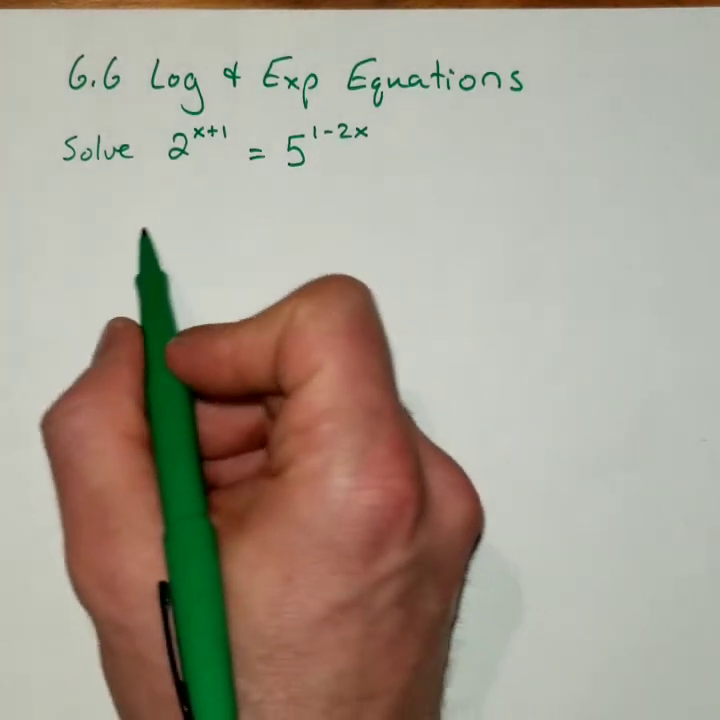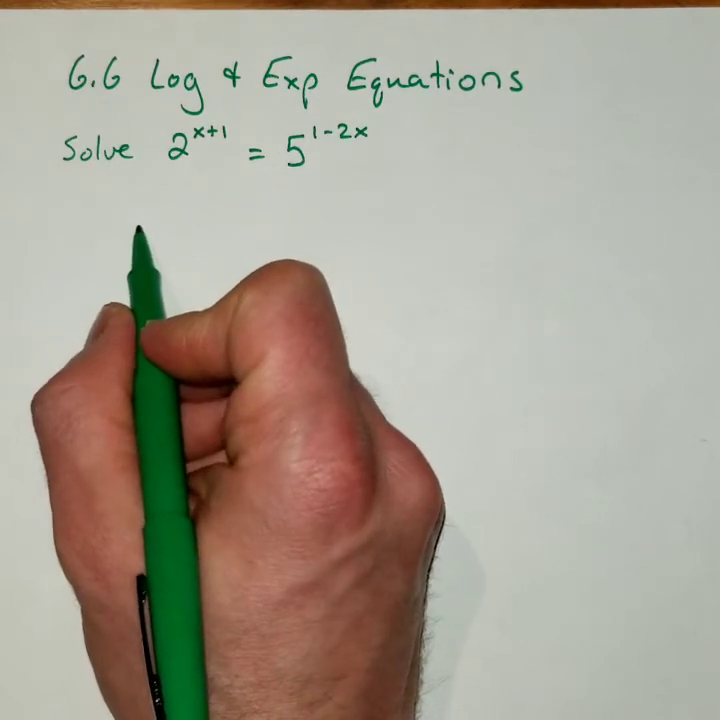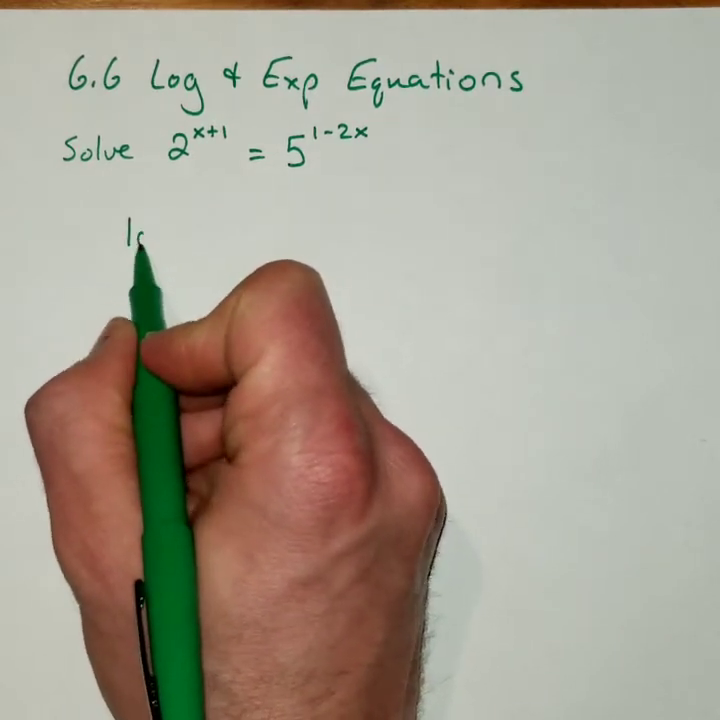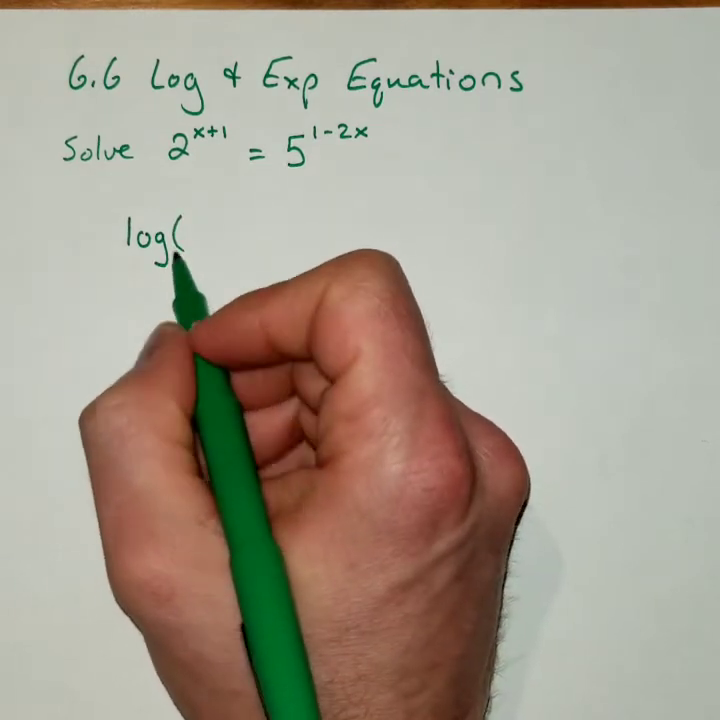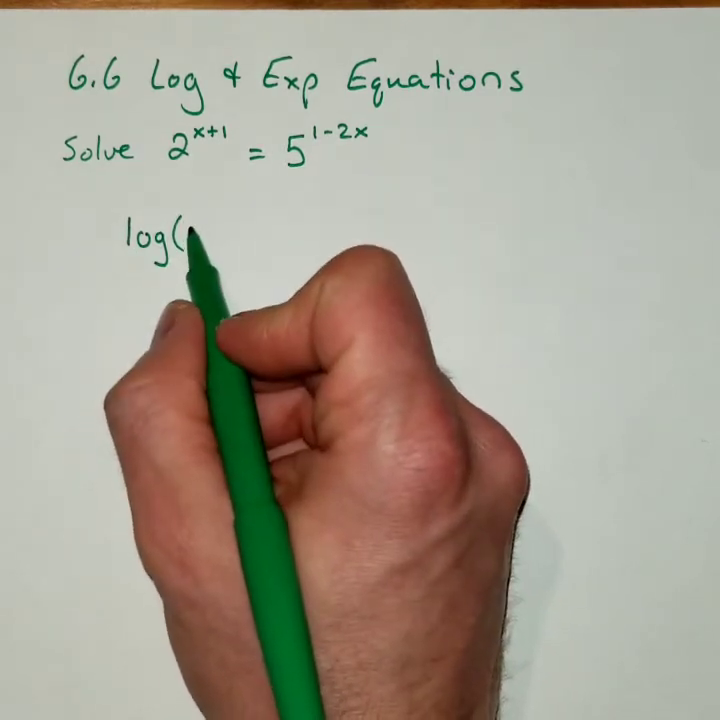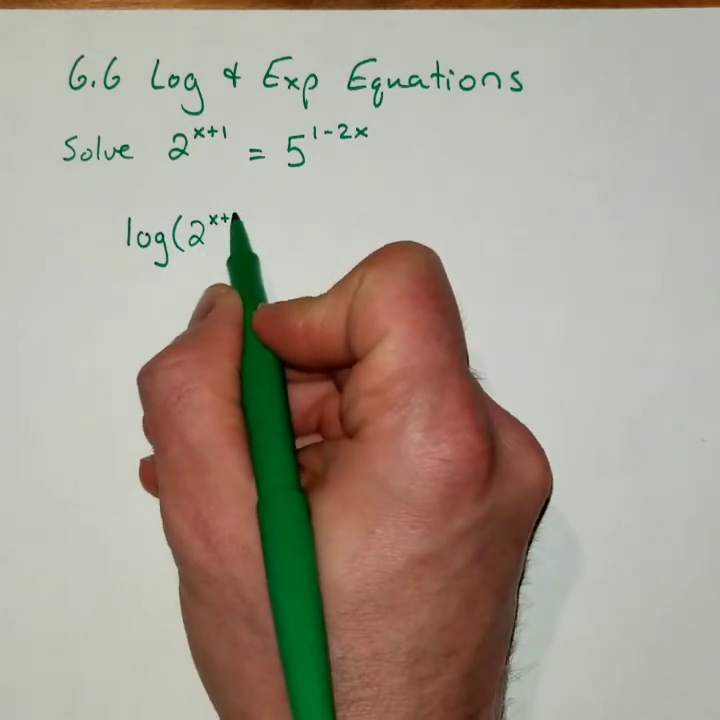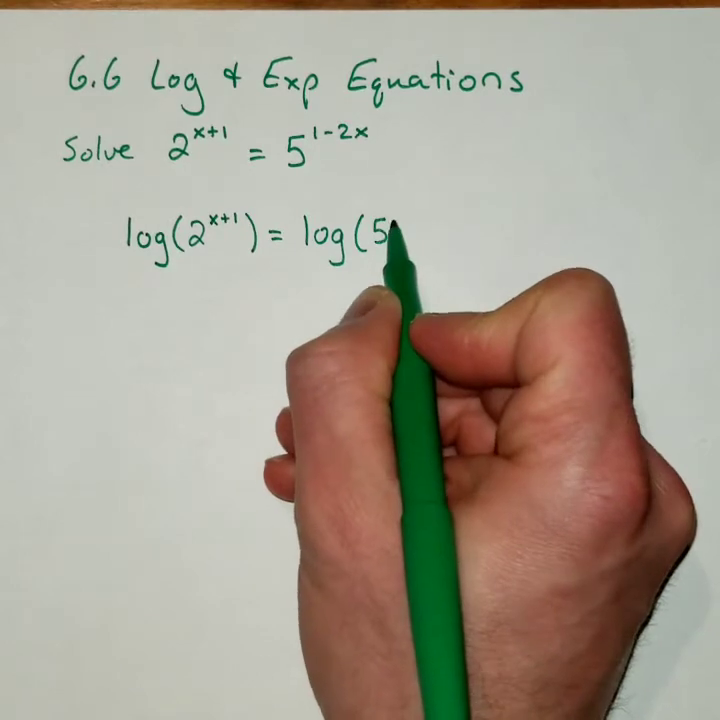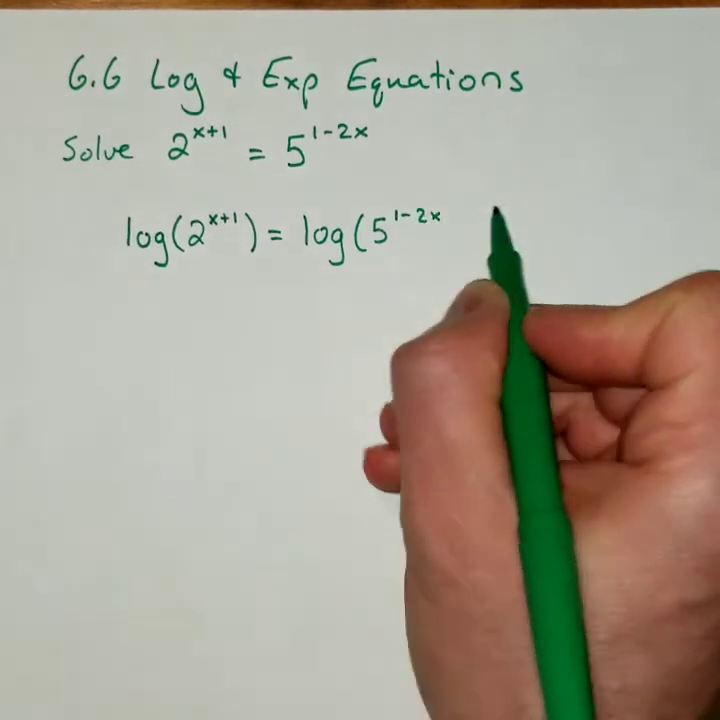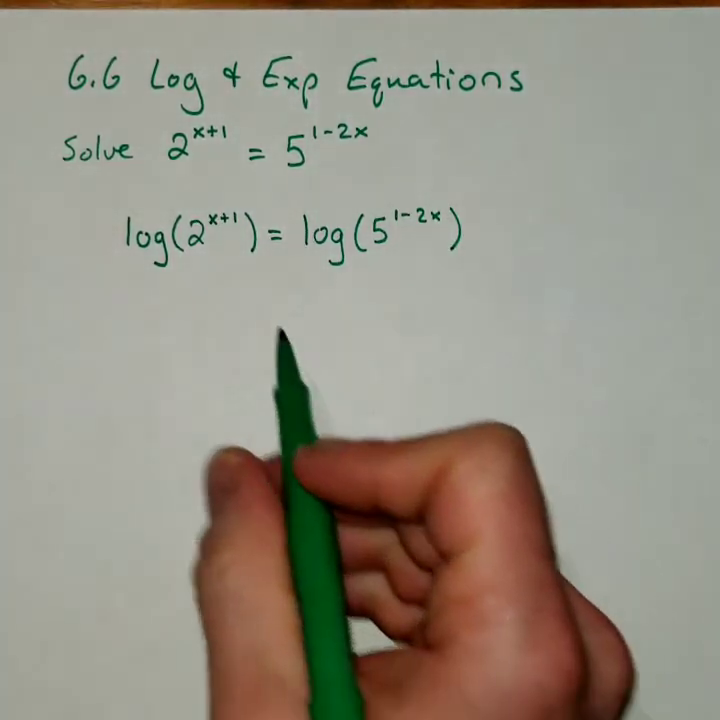I'm going to use the common log again, just because that's the one I like to use. But you could use natural log or really any base you want. So I'm going to take the common log of the left equals the common log of the right. And remember, you can do this because the logarithm is a one-to-one function.